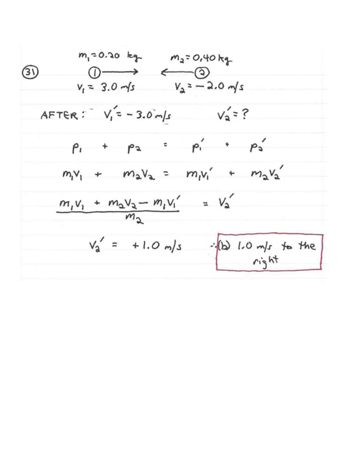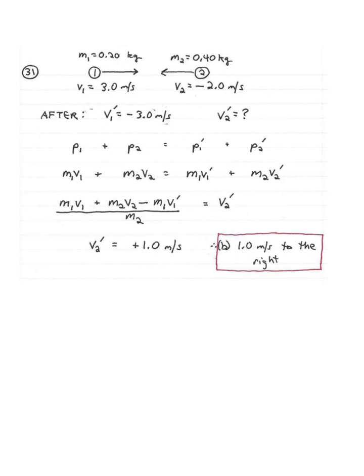After the collision, the problem says that ball 1 is moving at a velocity of 3 meters per second to the left. So notice my notation. I'm calling it V1 prime. The prime means after the collision. And I've put in the negative sign. It's moving negative 3 meters per second. And we want to know what is V2 prime.